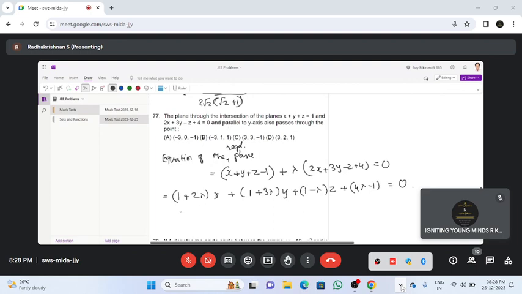That means, once it is given like this, the direction coefficients are 1 plus 2 lambda, 1 plus 3 lambda, 1 minus lambda. Since it is parallel to the y-axis, the direction coefficient for y is 0. So simply put 1 plus 3 lambda equal to 0 to get the value of lambda.